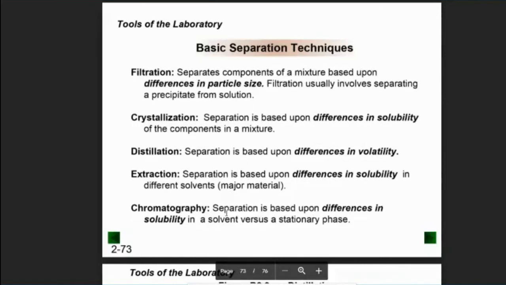Crystallization, it's a little bit different, a little bit trickier. We won't do it for a while. In some situations, you can go ahead and make some ions come out of solution by dumping small amounts of a negative ion in with it. It crystallizes on the bottom. We'll talk about that. Distillation is based on boiling point.